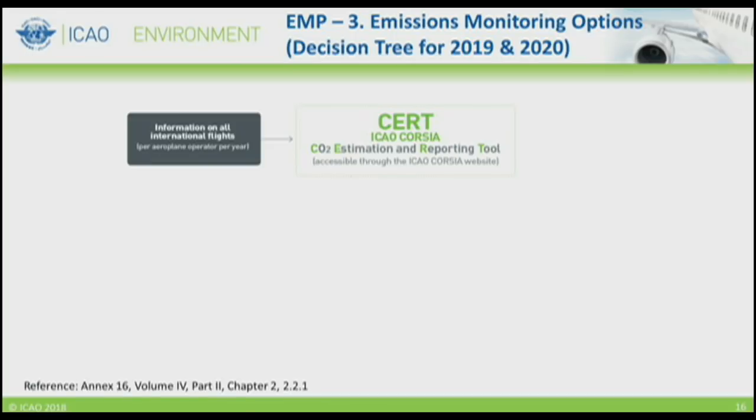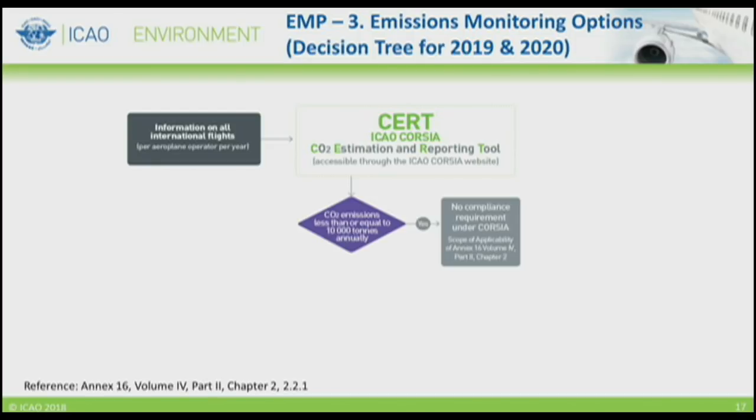So the operator can insert all international flights into the ICAO CORSIA CERT, and the ICAO CORSIA CERT will estimate CO2 emissions for that operator. As you remember, if the operator is small enough, if it's below 10,000 tons of CO2 emissions on an annual basis, there is no compliance requirement for that operator. So that's the end of the decision tree for those operators. No need to do monitoring under CORSIA. However, if the operator has more than 10,000 tons of CO2 emissions on an annual basis, based on the estimation provided by the ICAO CERT, there is another decision point that the operator needs to make.